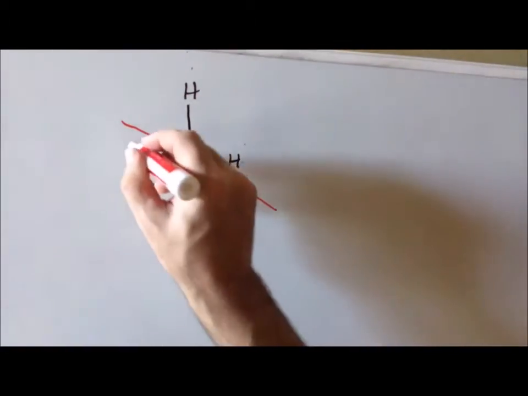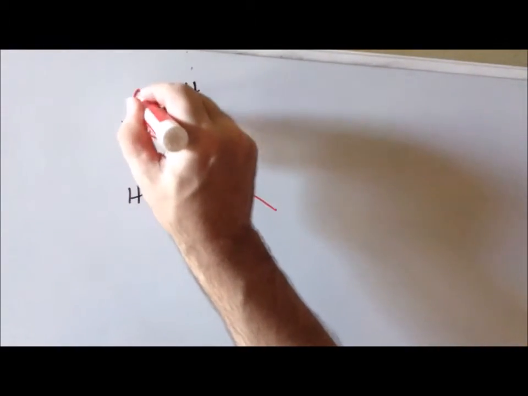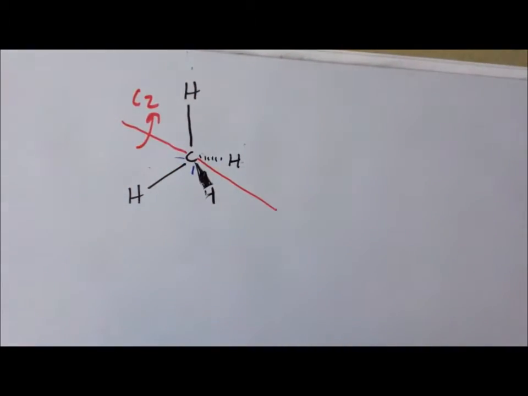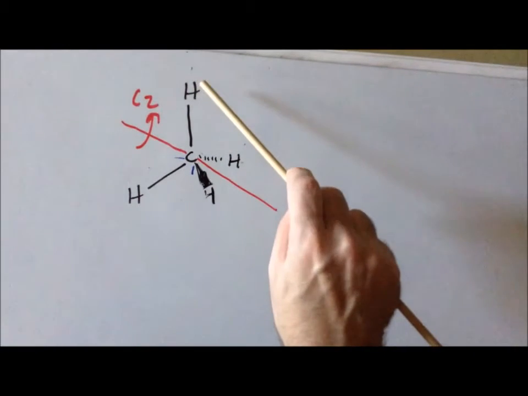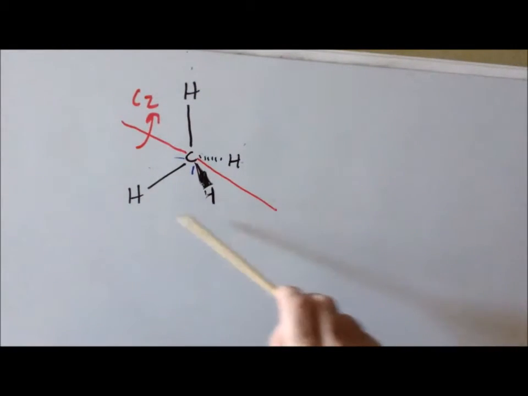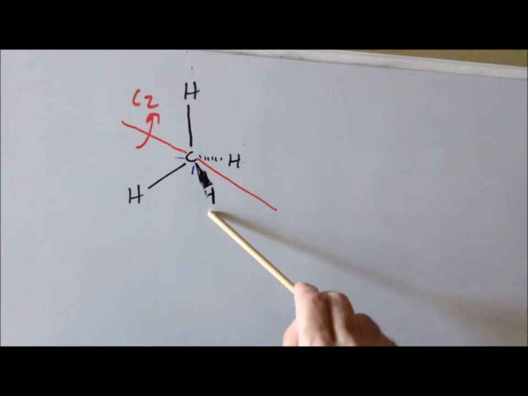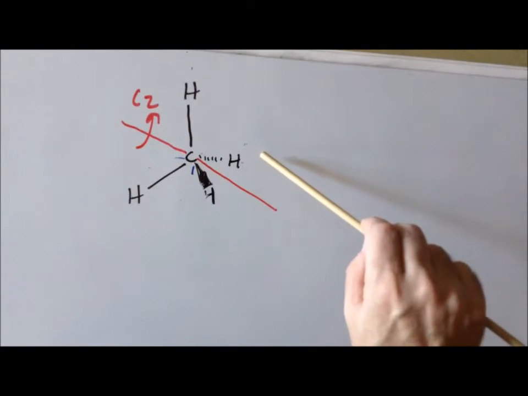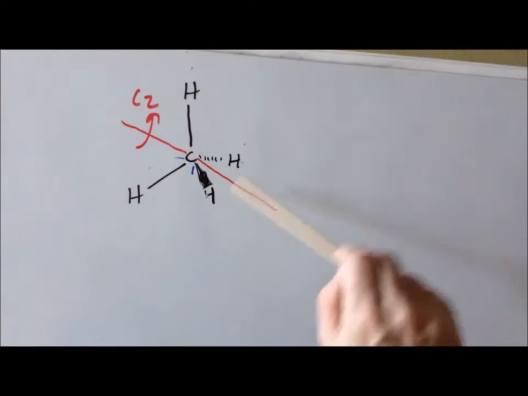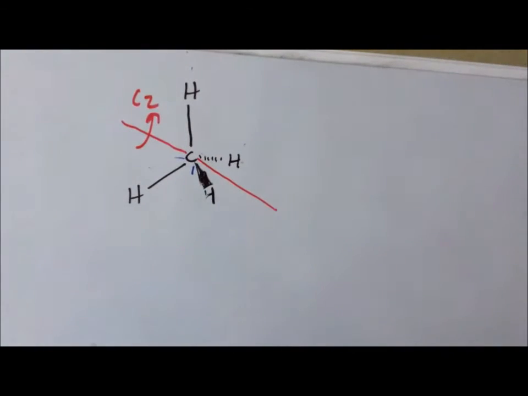The effect of this particular C2 would be to take this hydrogen to that hydrogen, this hydrogen to that one. The hydrogen that's in front of the board, that's what the wedge means, will be taken to the back, so it will be below the board. The one that's below the board, behind, will get turned to the front. So these two would be interchanged, and these two hydrogens would be interchanged, and the carbon atom itself will not move because it's on the axis.